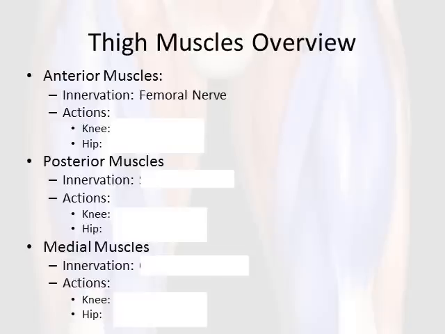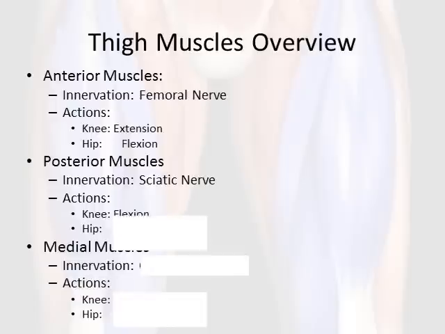So the innervation of the anterior muscles is by the nerve called the femoral nerve, and the actions on the knee are typically going to be knee extension, whereas the actions on the hip are going to be hip flexion. So these anterior muscles are knee extensors and hip flexors. The posterior muscles of the thigh are innervated by the sciatic nerve, and the actions are going to be just the opposite. So they're going to be knee flexion and hip extension.